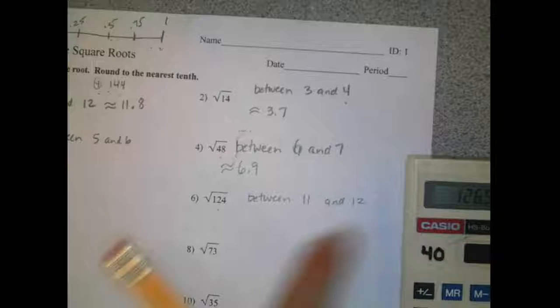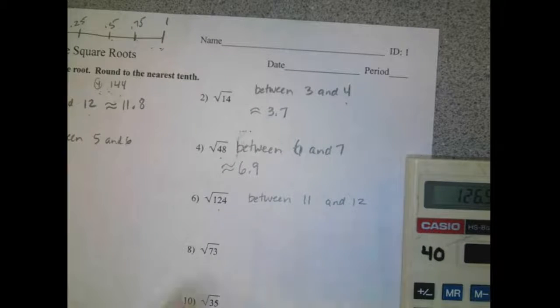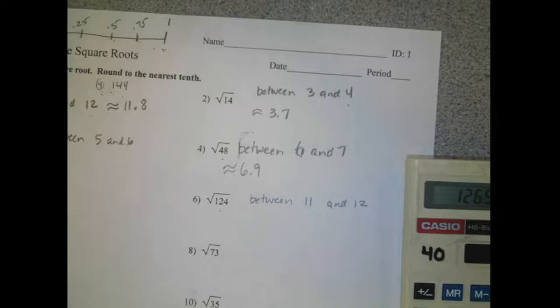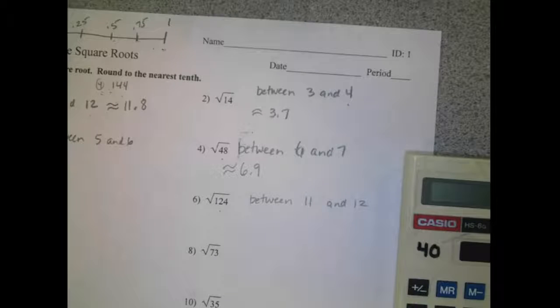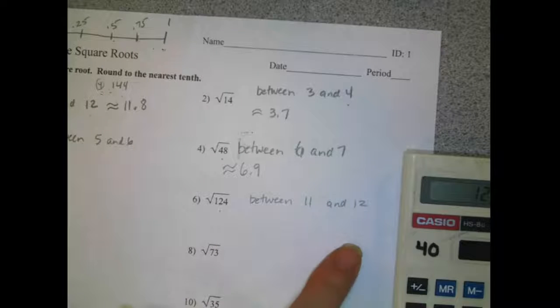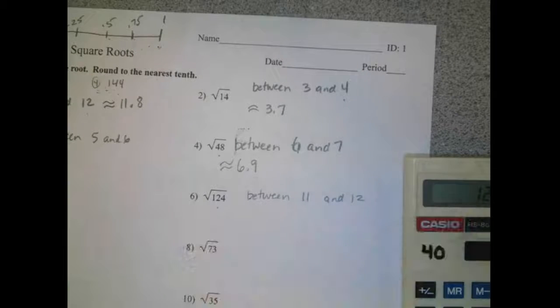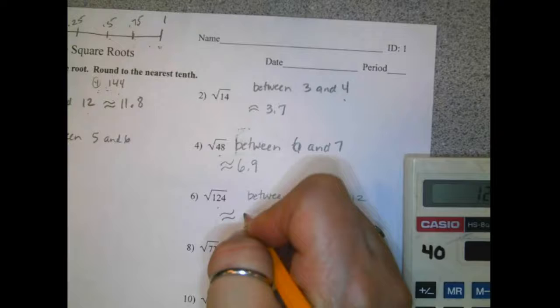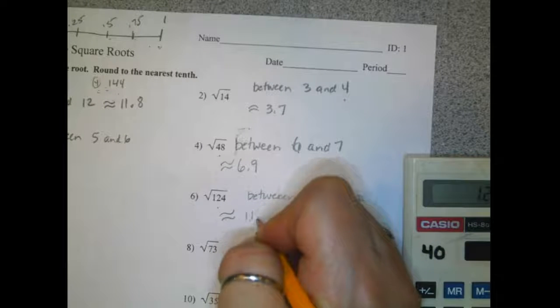I got 126.56, so that's kind of high, right? Let's go down. What do you say, 11.1? And I'm just estimating. Do I know exactly what the answer is? No, but I'm getting pretty darn close just by guessing. So 11.1 got me 123.21. Do you think I'm going to get any closer? Probably not. So it's going to be approximately 11.1.